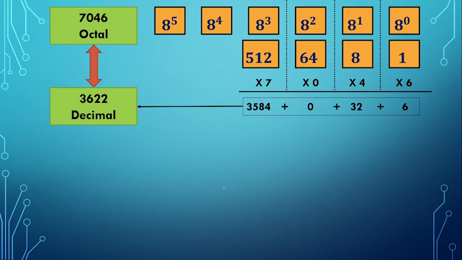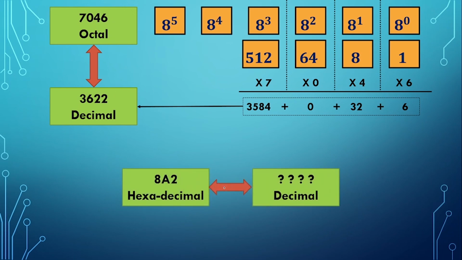The streamline method is not that popularly used for the conversion. Rather, we use the double method for the same. The double method will be explained in the next lecture. And for today's activity, you just try to find out the decimal equivalent of the hexadecimal number 8A2. Okay, give it a try for yourself. Otherwise, refer to my next video lecture to know the answer.